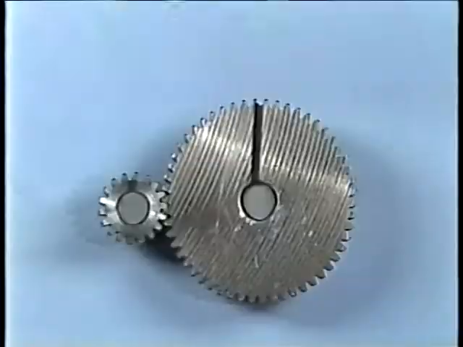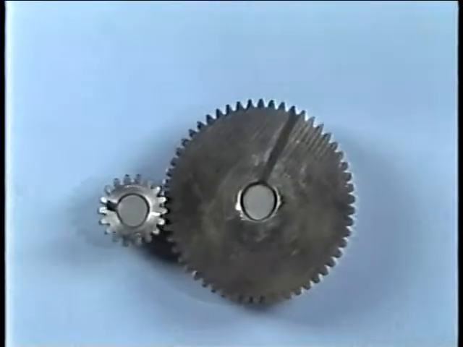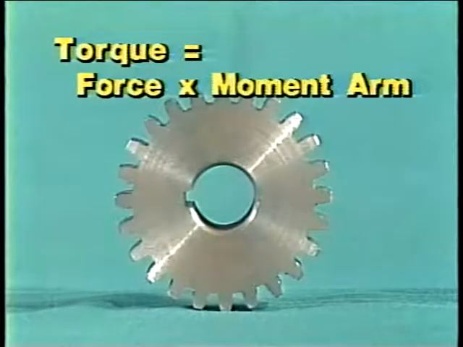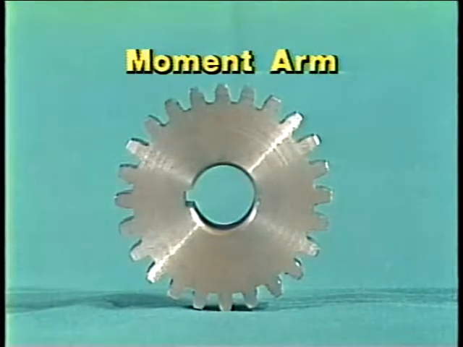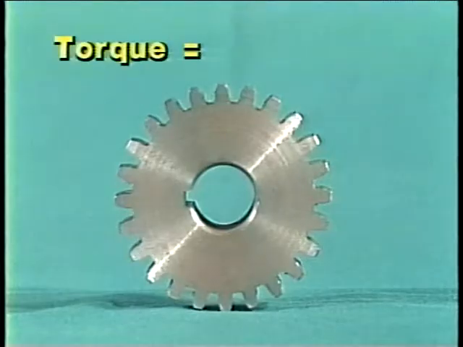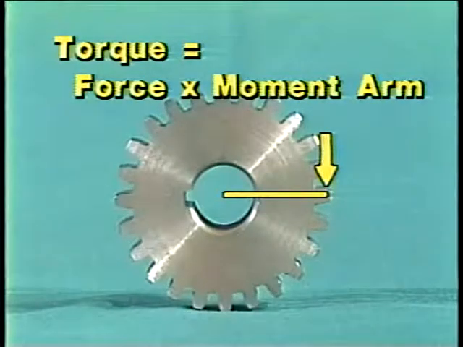Now, we've looked at speed and how it's affected by the size of the gears. Now we're going to look at torque. You'll recall that torque is a force that produces or tends to produce rotation. The torque that's produced by a gear is a product of force and the gear's moment arm. The term moment arm stands for the distance from the center of a gear's rotation to the point at which force is applied. So torque equals the force that's applied to a gear times the gear's moment arm.